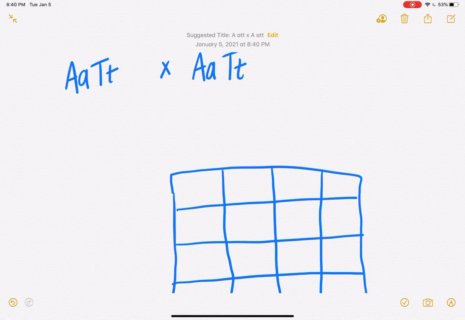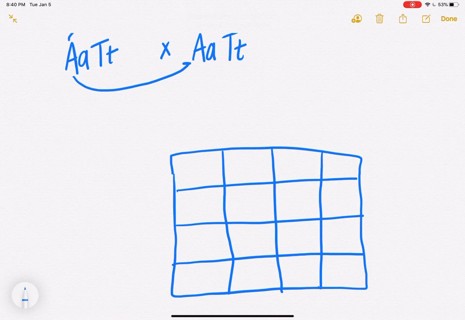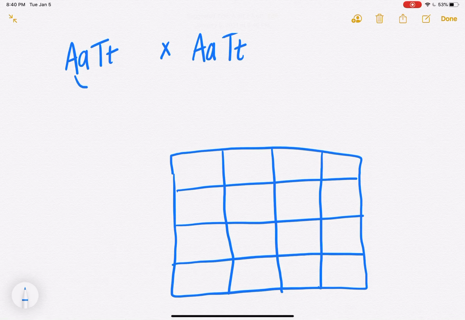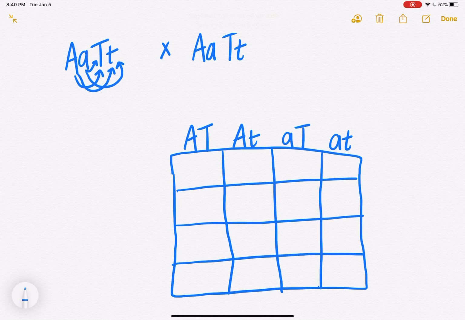Clearly it's been a bit since I've done this. I've screwed that up. Okay, when we do FOIL, don't listen to what I just said. When we do FOIL, we have to FOIL each one separately. So I'm going to go big A times big T, big A times little t, little a times big T, and little a times little t. And that's how I FOIL that. Those are all of my possible allele combinations, okay?